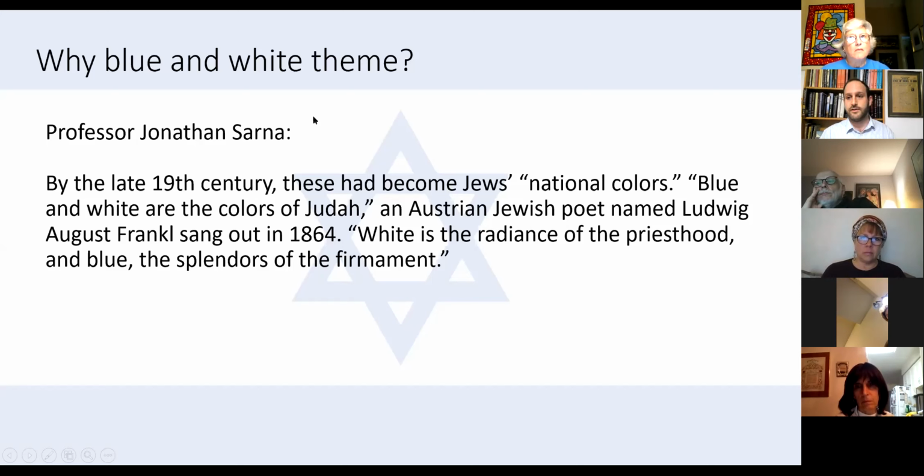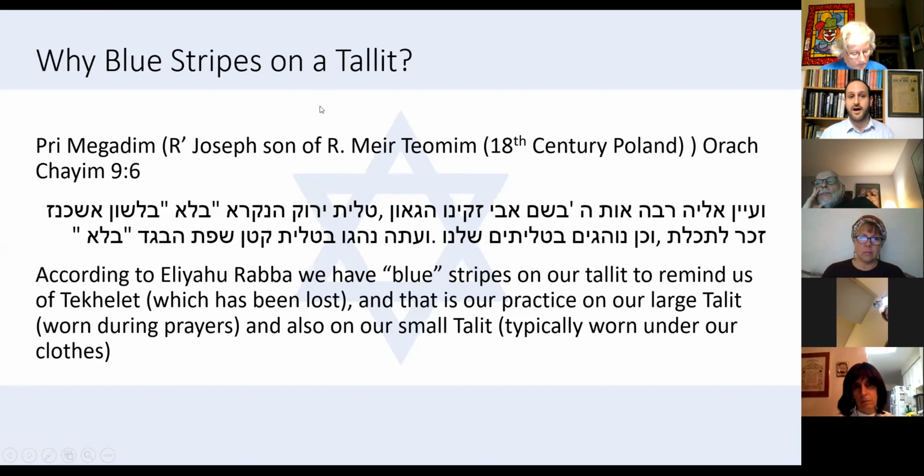As was mentioned both by Wolfson and by Rabbi Asquith, it is definitely referring to the blue and white on the tzitzit. But the question is, why are there blue stripes on a tzitzit, on the talit to begin with? The blue makes us think of the sky, and the sky makes us think of God. Right, very good. Right, so that's the reasoning behind the blue. So that's why we use the color blue. But why do we have blue stripes?